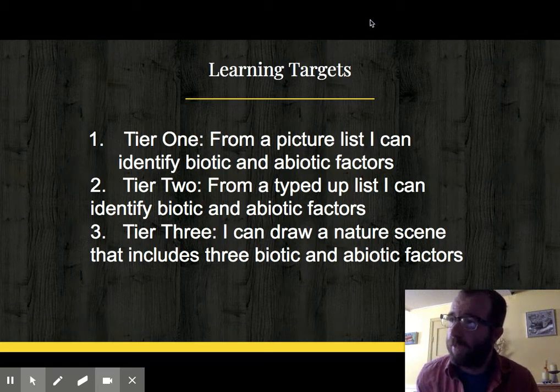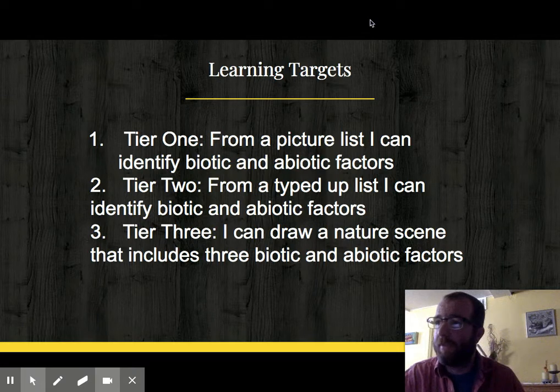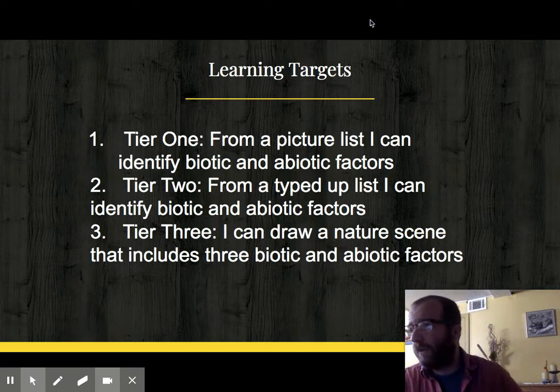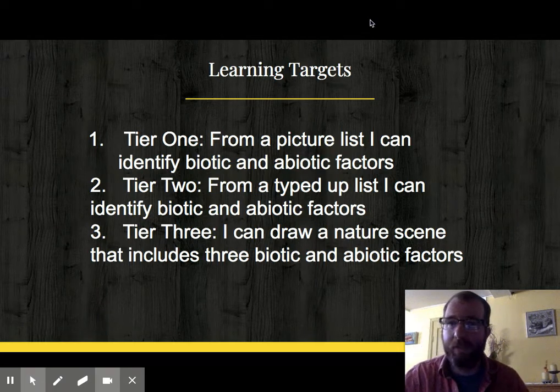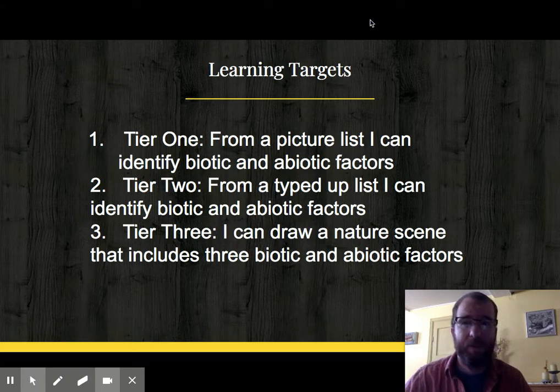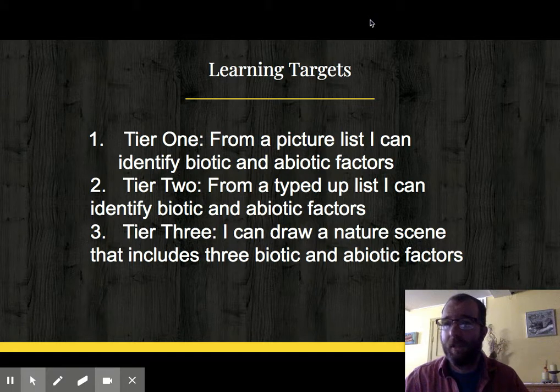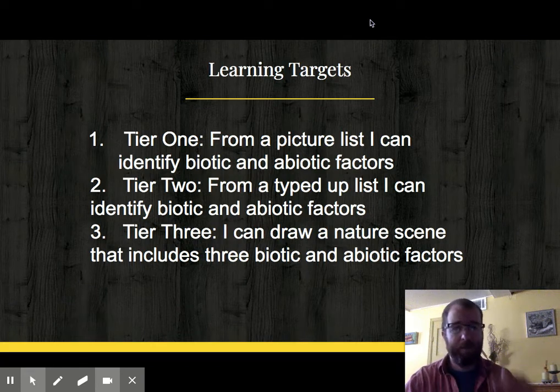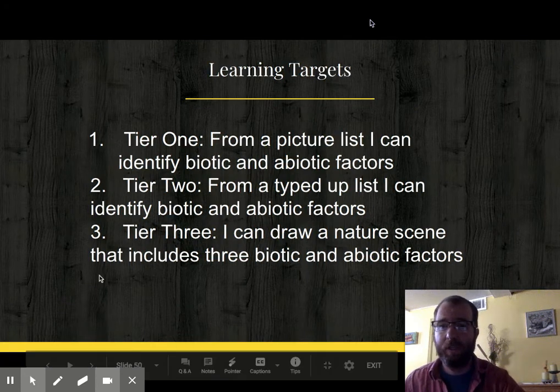So working with the students, I would do a pre-assessment and find out, with the data you guys provided, the not proficient students, they might be more on the tier 1, in which they're being provided with just a visual picture list, and they have to identify the biotic and abiotic factors, all the way up to tier 3, which would probably be more the advanced students, in which they draw a nature scene that includes 3 biotic and abiotic factors. And so working with all students to kind of meet them at their zone of instruction.